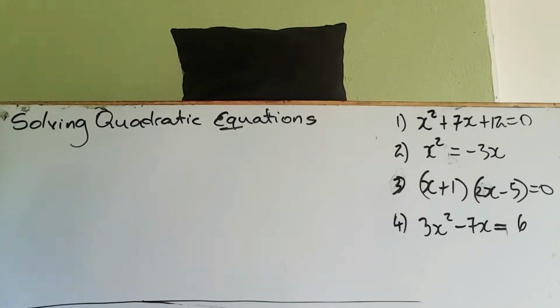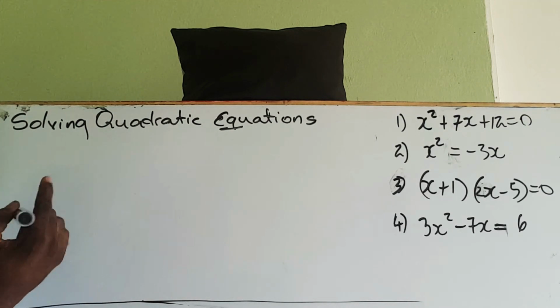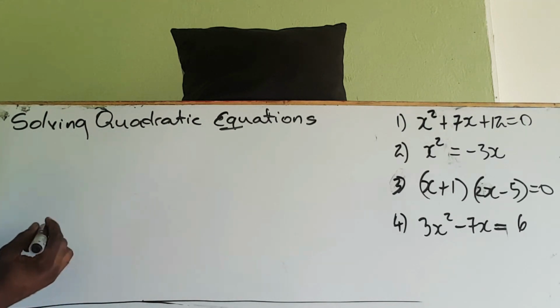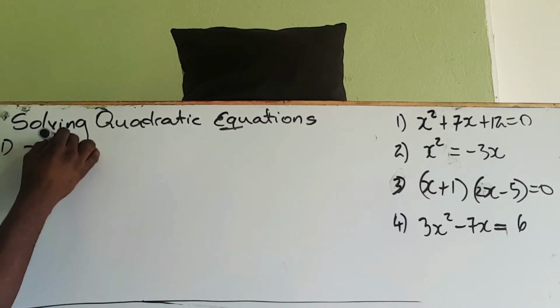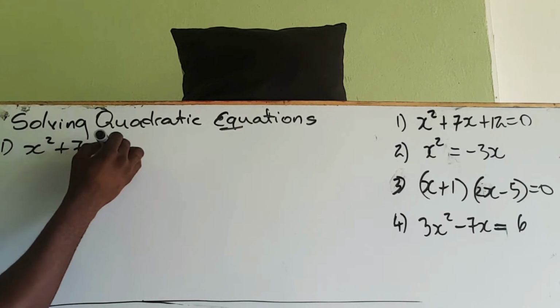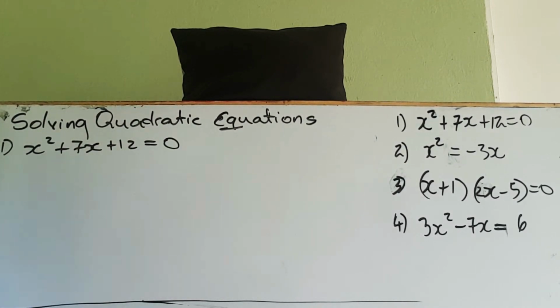One way of solving quadratics is by factorizing, and another way is by using the formula. We are focusing on solving quadratic equations now by using the factorization method. Let's look at question 1. Question 1, we have x squared plus 7x plus 12 equals 0.